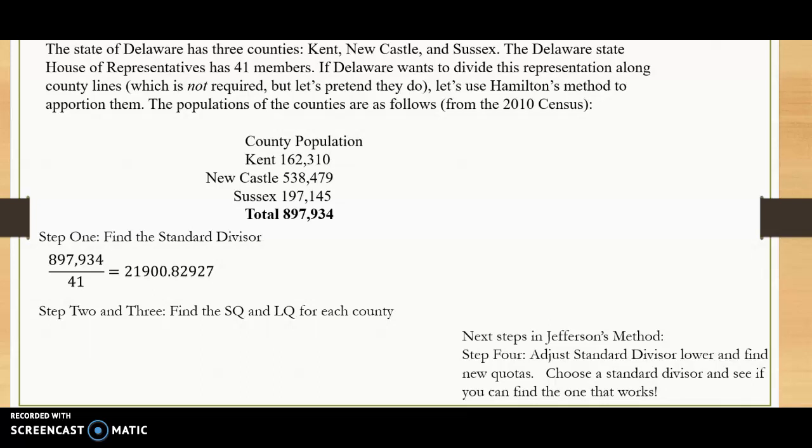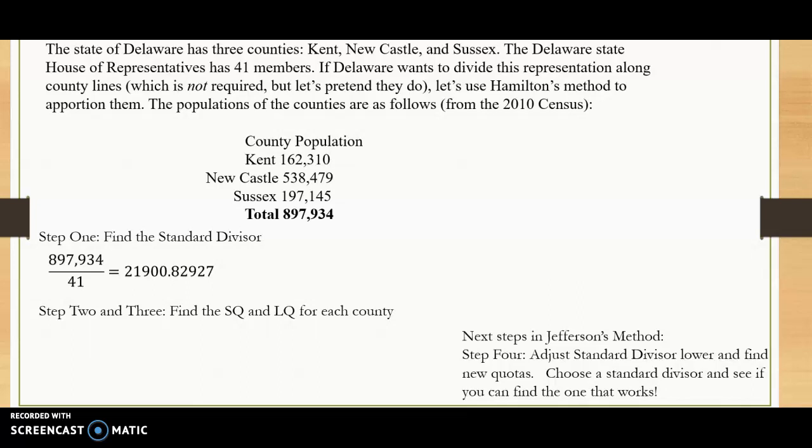Hey everyone, I have just completed the video for Hamilton's method, and this is the video for Jefferson's method of apportionment. So if you've watched the Hamilton video, you will see the exact same example. We're just going to work it with Jefferson's method instead in this case. So we have the state of Delaware with 3 counties, Kent, Newcastle, and Sussex, and we're trying to divide 41 members between the two so that it represents their county proportions.